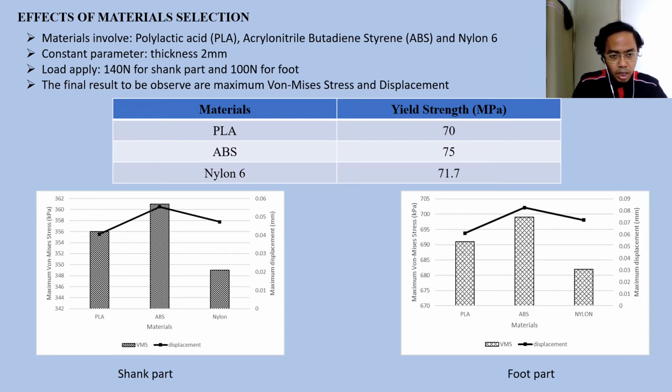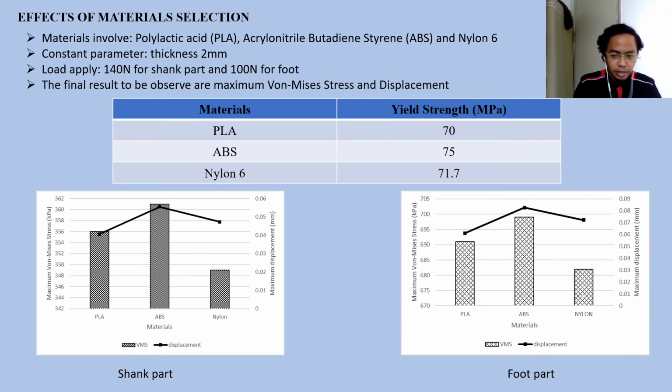However, when we look at the data shown here for the shank part, ABS material has the highest bending stress, followed by PLA and nylon. However, for the displacements, ABS also has the highest, followed by nylon and PLA. Although the value of ABS is very high, it is still acceptable because the bending stress does not exceed the yield strength of all three materials.